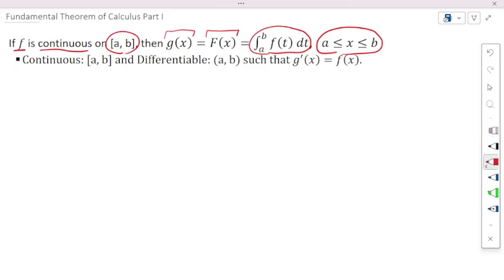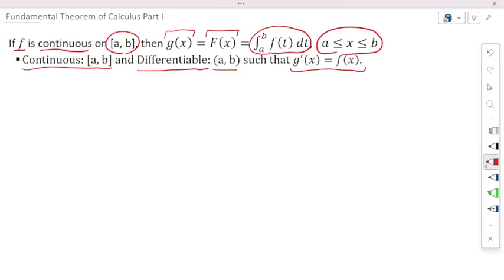So we say that it is continuous. First of all, yes, we already know it's going to be continuous from a to b in a closed interval, and then differentiable in the open interval a to b, such that g prime of x is equal to f of x. Now, I think that's kind of a lot to take in, but let's break it up a little bit.